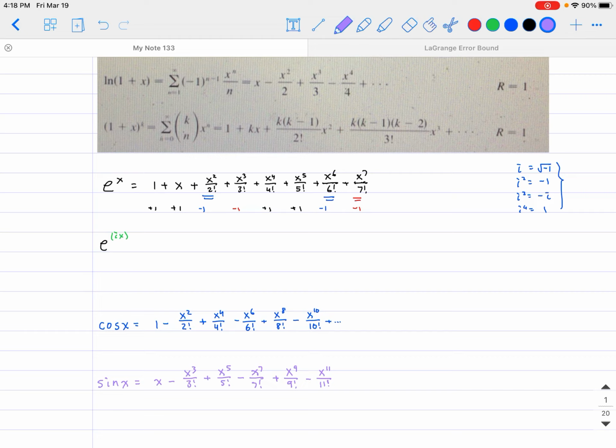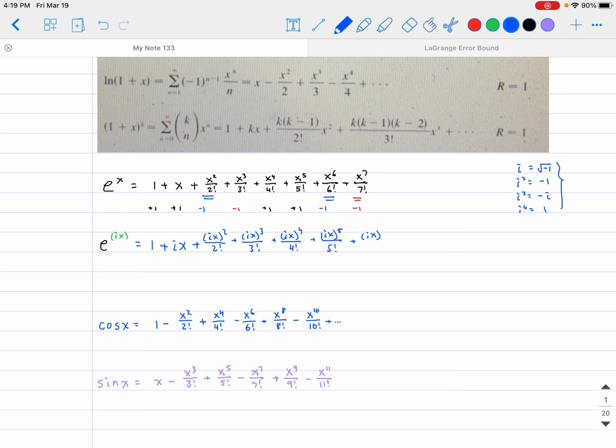Now, if I were to put that in there, here's what I get. The first term is going to be just 1. The second term is going to be ix. And then the third term is supposed to be (ix) squared divided by 2 factorial. Then the next one is going to be (ix) to the third divided by 3 factorial, and then plus (ix) to the fourth over 4 factorial, and so on and so on. Okay, so that's what it looks like if we were just to do a replacement.